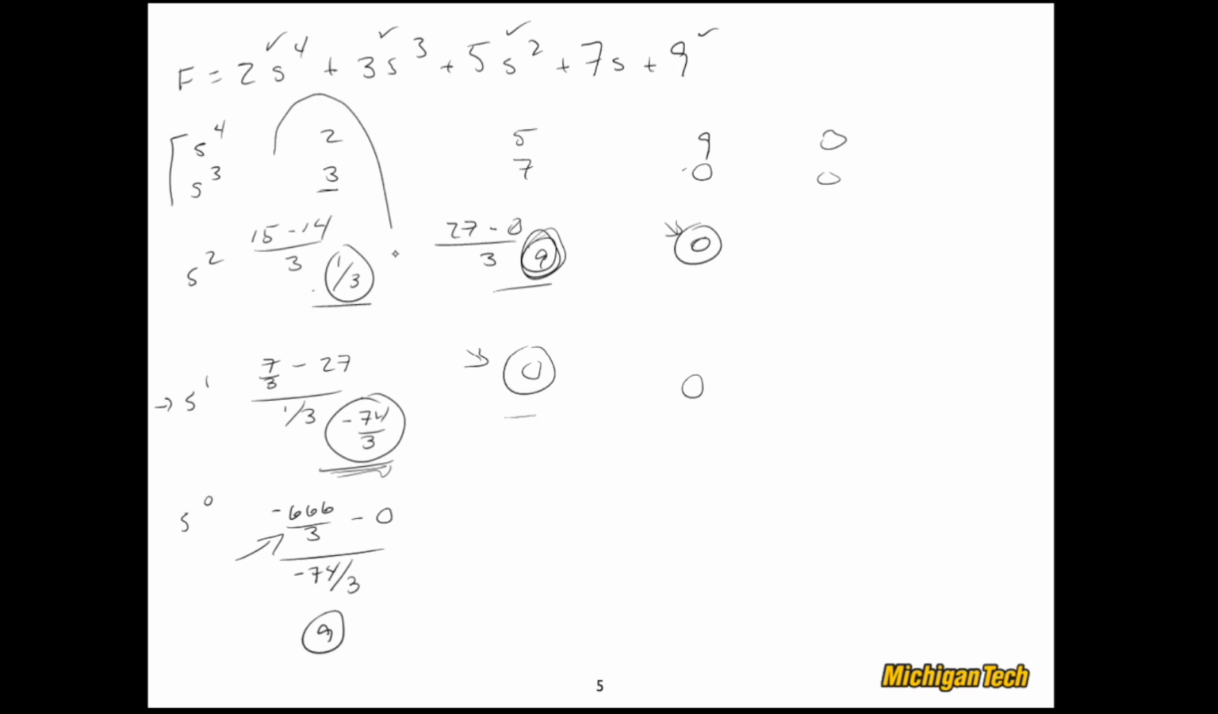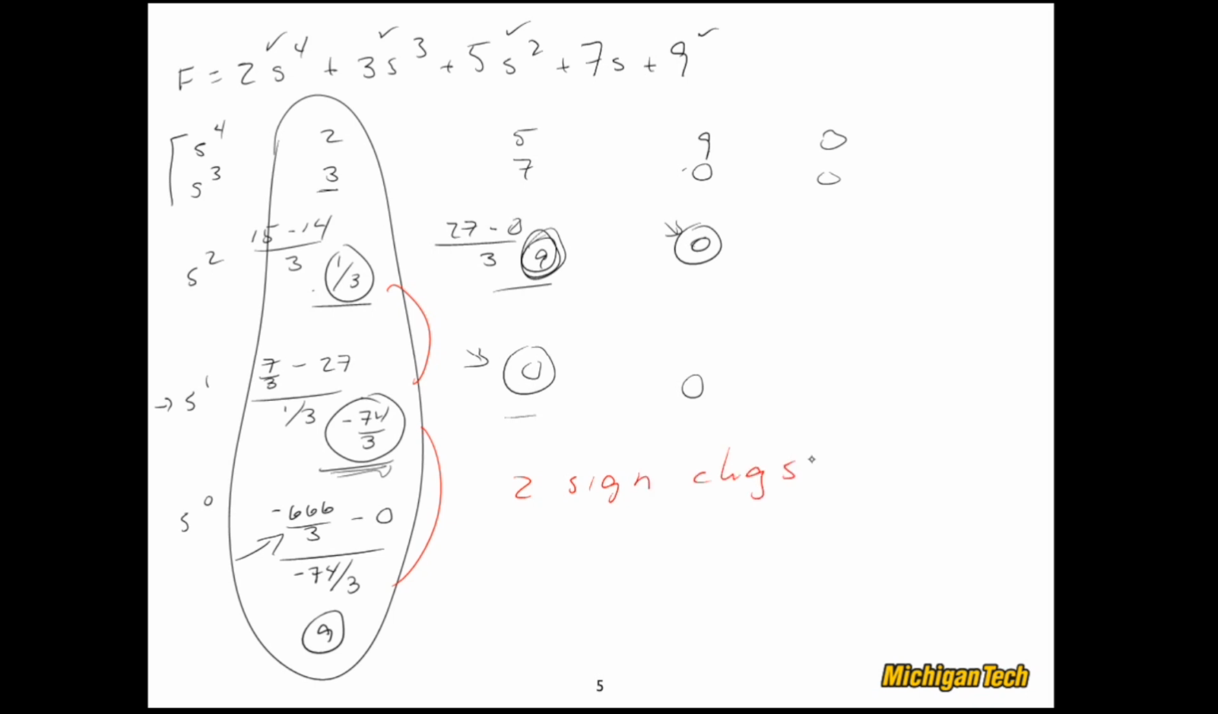Great, so now I can analyze this column, and I can see that I have two sign changes. Let me switch colors just to make that a little easier to see. I have a sign change there and a sign change there. So again, two sign changes, and so I have two right half plane poles. Go ahead and check it. Use your root solver, check the roots of that, and that is exactly what it will tell you.